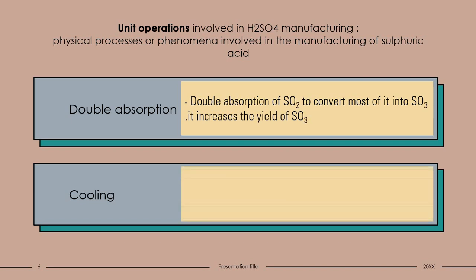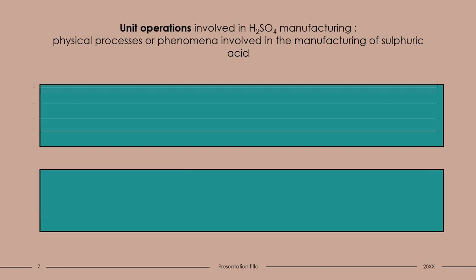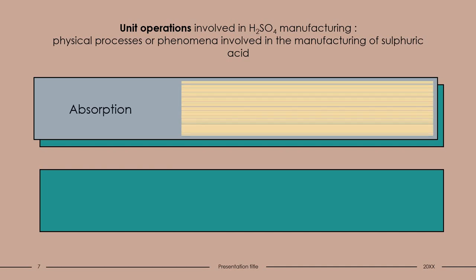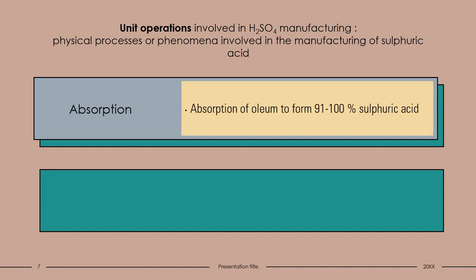Next is cooling. Cooling of the sulfur trioxide before its reaction with pre-manufactured sulfuric acid and then with water. It is important to control the temperature and control the explosion of the reaction. Fifth one is absorption. Absorption of oleum in water to form 91 to 100% sulfuric acid. So these were the unit operations involved in sulfuric acid manufacturing.